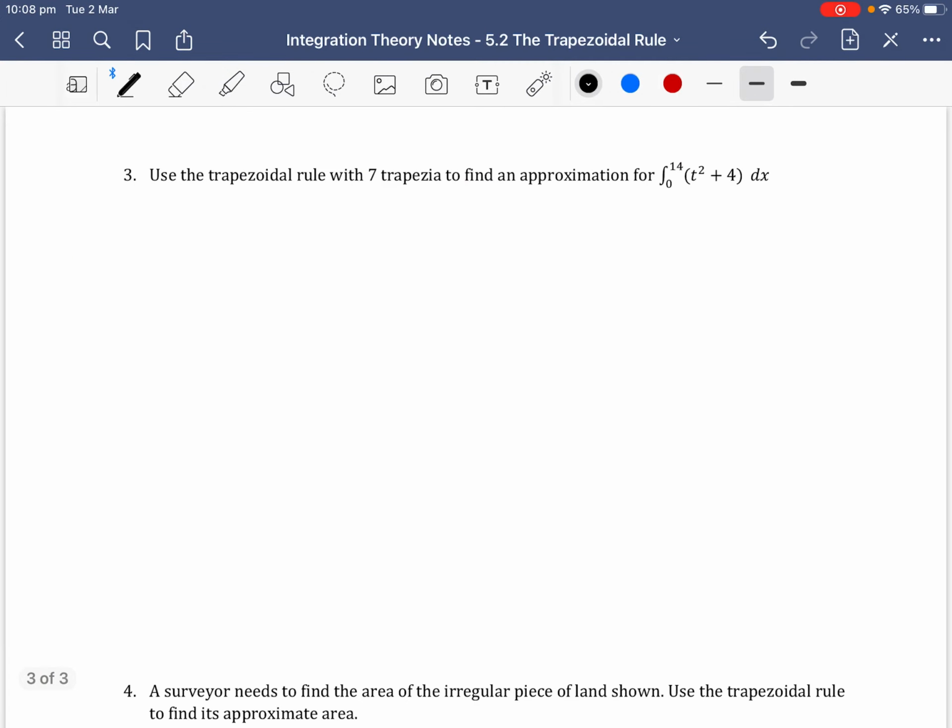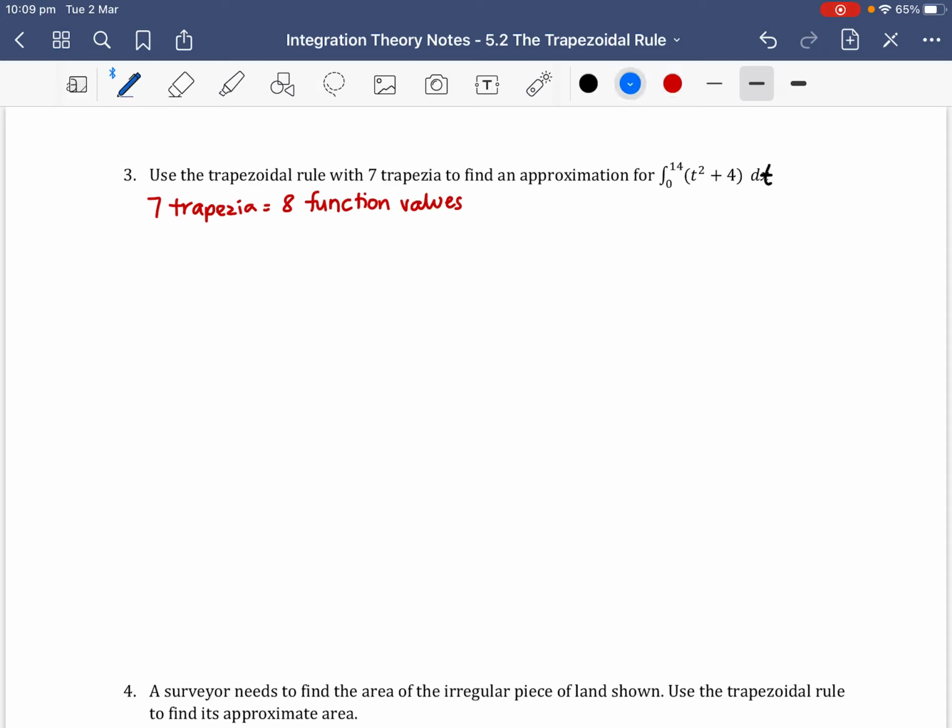Okay, example 3, we want to use the trapezoidal rule with 7 trapezia to find an approximation for the integral from 0 to 14 of t squared plus 4 dx. Can we change that dx to a dt because it's in terms of t. So we have 7 trapezia, which means we'll have 8 function values when we use our table.